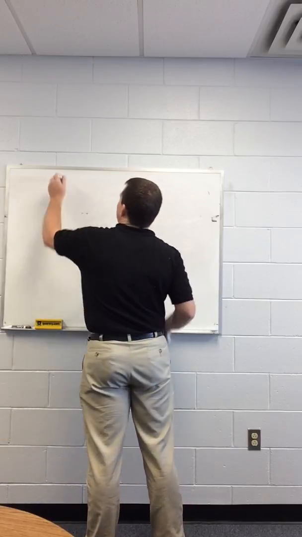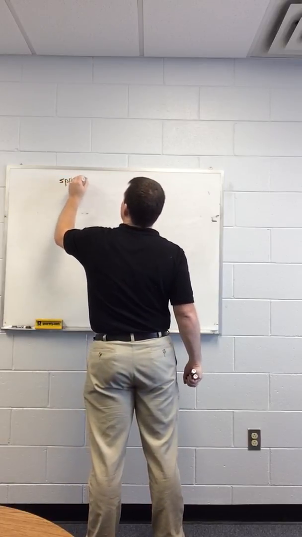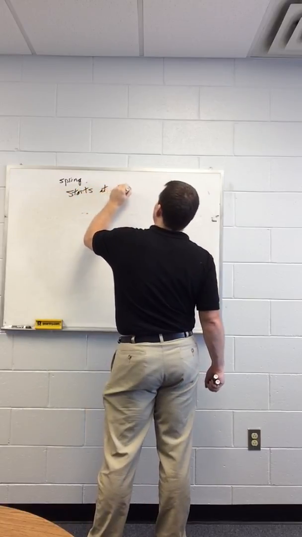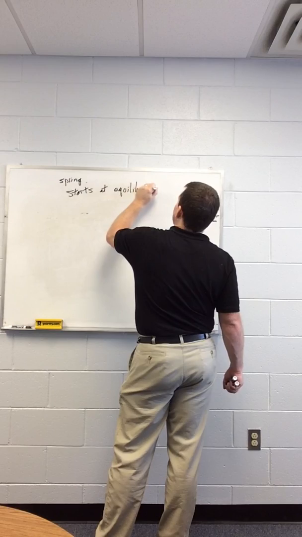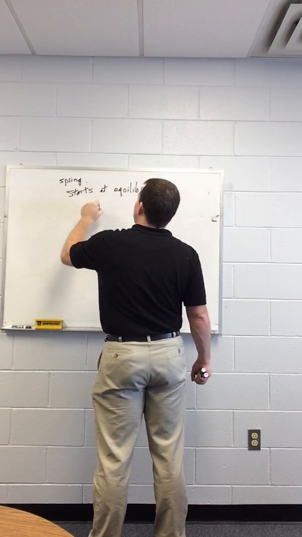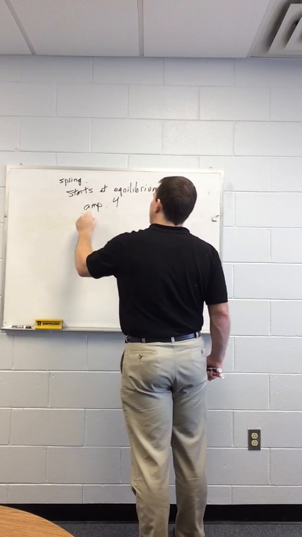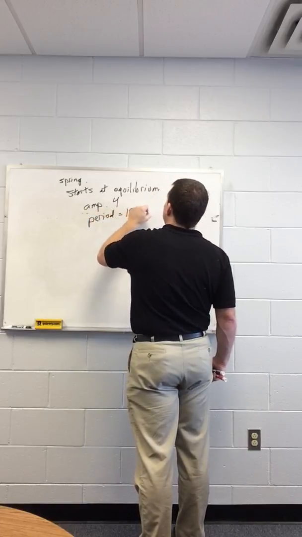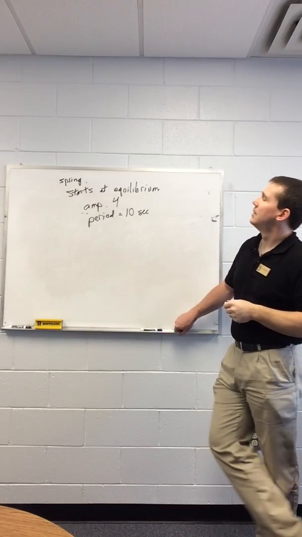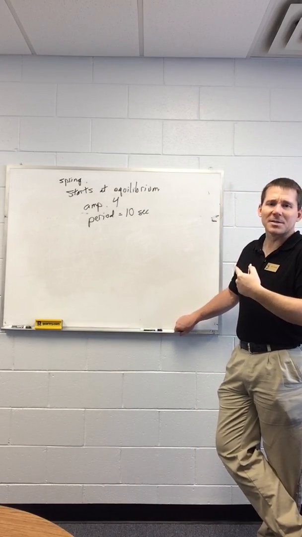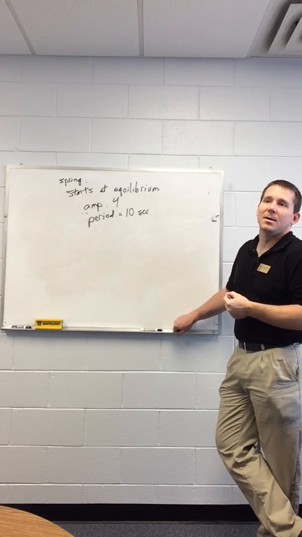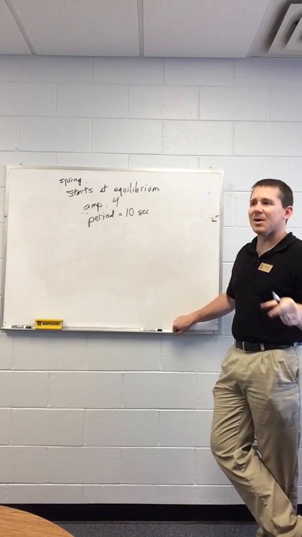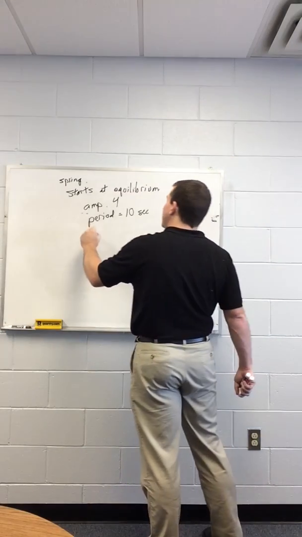Let's see, suppose I have a spring. It starts at equilibrium. It has an amplitude of 4 and a period of 10 seconds. Come up with an equation that models that and figure out the frequency. Well, it's starting at equilibrium, which means it's starting in the middle and it's going to go up and down and up and down. Since it starts at equilibrium, it's going to be a sine wave.